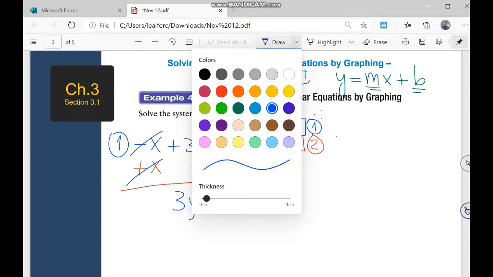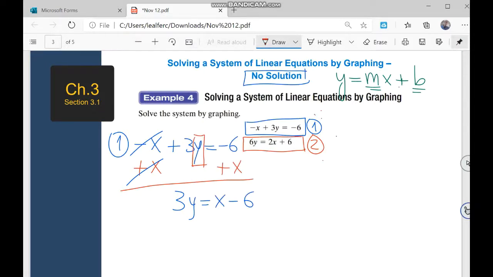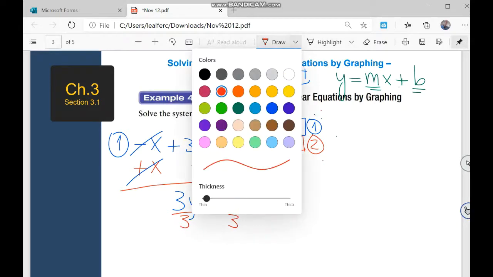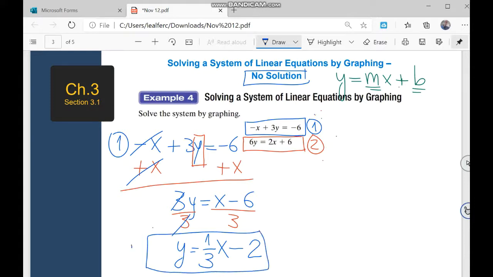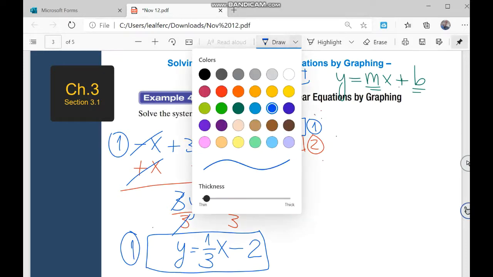Now divide both sides by 3, because I want to get rid of this 3. Then, simplifying, you're going to have y equals 1/3 x minus 6 divided by 3, which is 2. Right? This is the equivalent of equation number 1, but using the slope-intercept form.